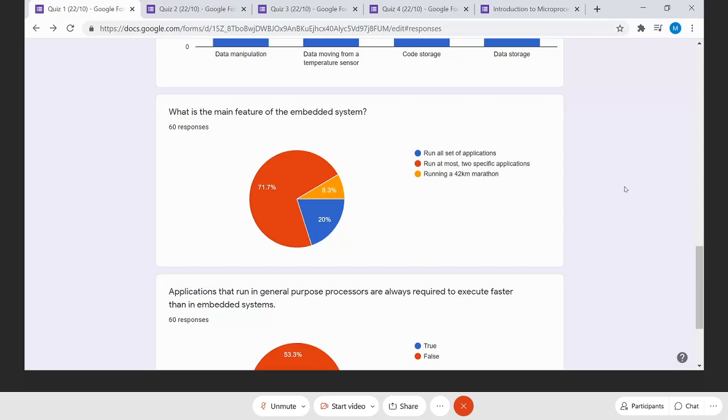I hope everybody has installed your ATMEL Studio. I will show my simulation and you can follow.